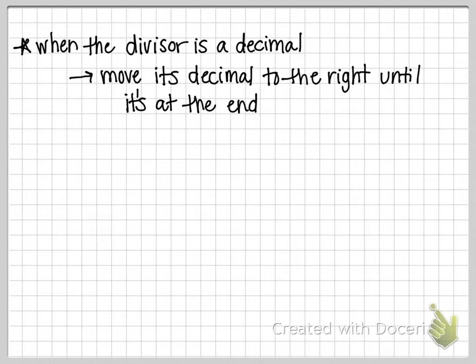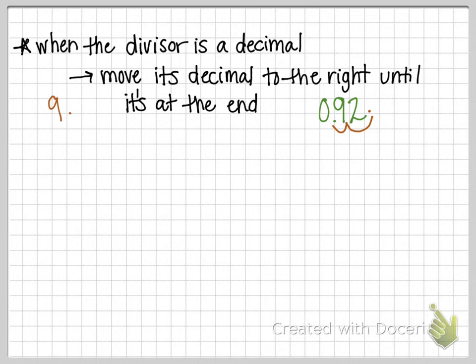Move its decimal to the right until it's at the end of the numbers. So if we have something like this, let's say 0.92. If that's our divisor, we can't leave the decimal point like that. We have to make it into a whole number. And where did we say decimal points are in whole numbers? Where's the decimal point in this number? It's at the end, right? So to make this 0.92 into a whole number, we have to move the decimal point until it gets to the end.